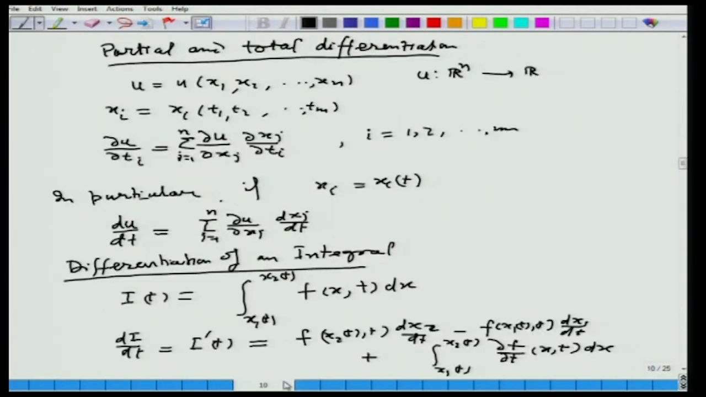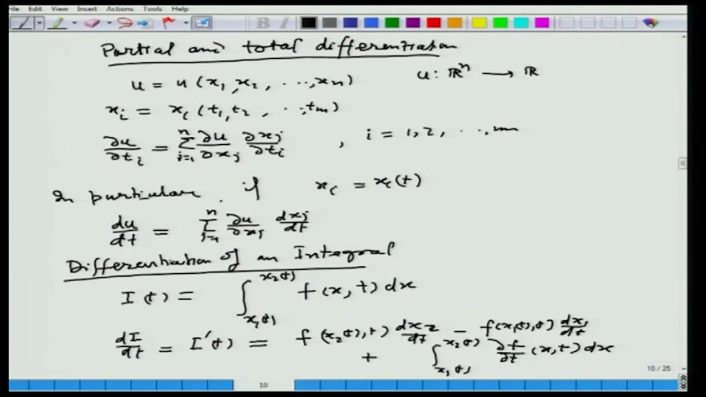We then defined the partial derivatives of a function of several variables, where the variables themselves are functions of some m variables t1, t2, tm, and the partial derivative was defined in this manner. And when these variables are functions of a single variable, then this partial derivative reduces to the ordinary derivative, and it is given by this sum.